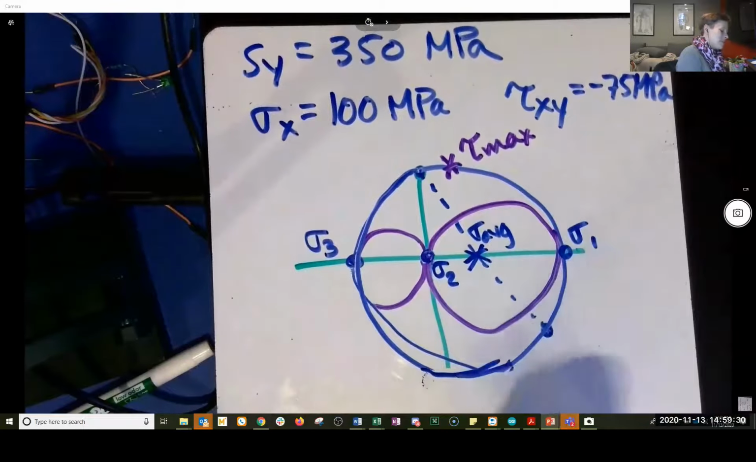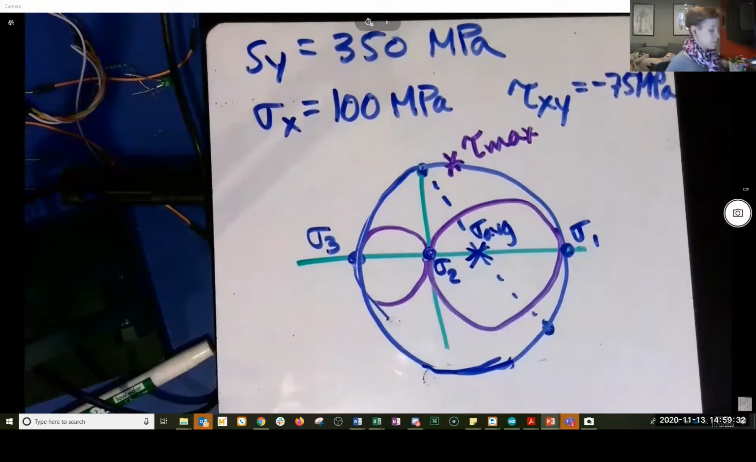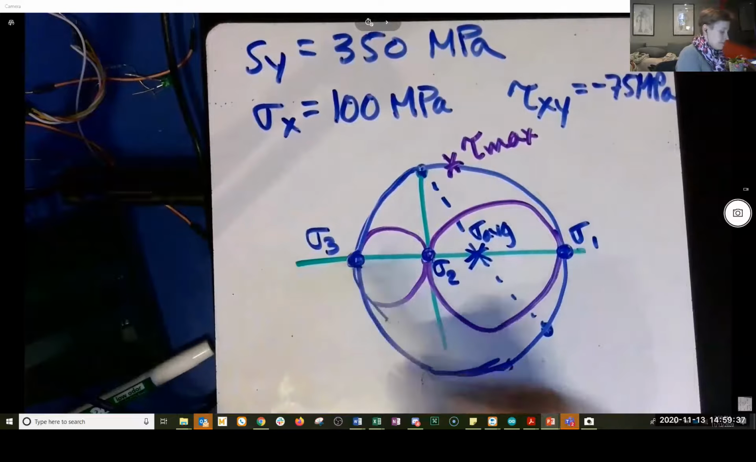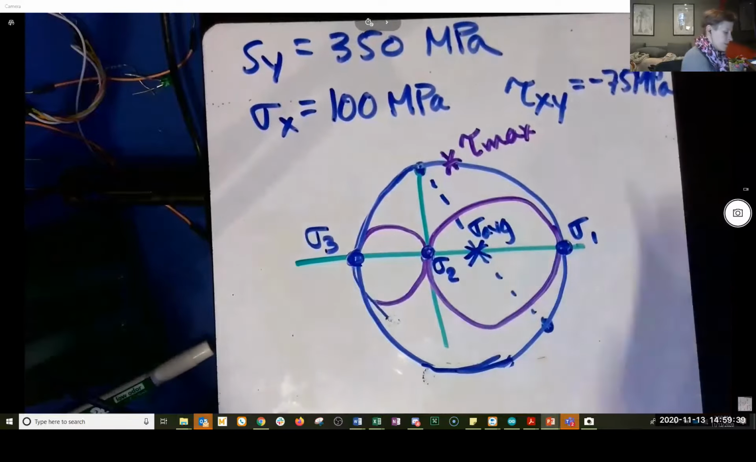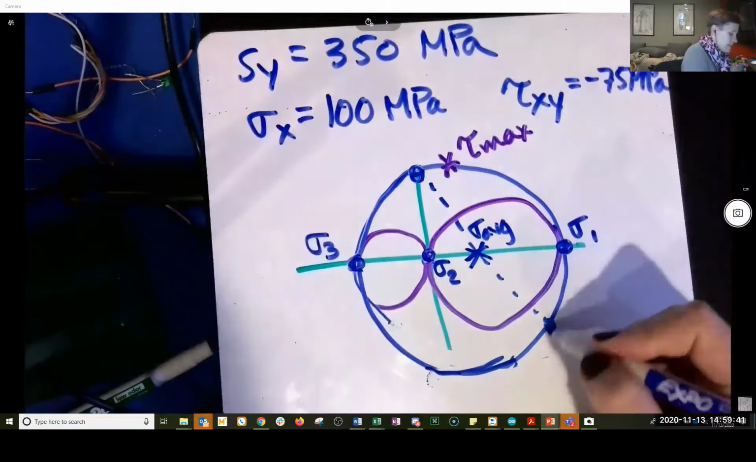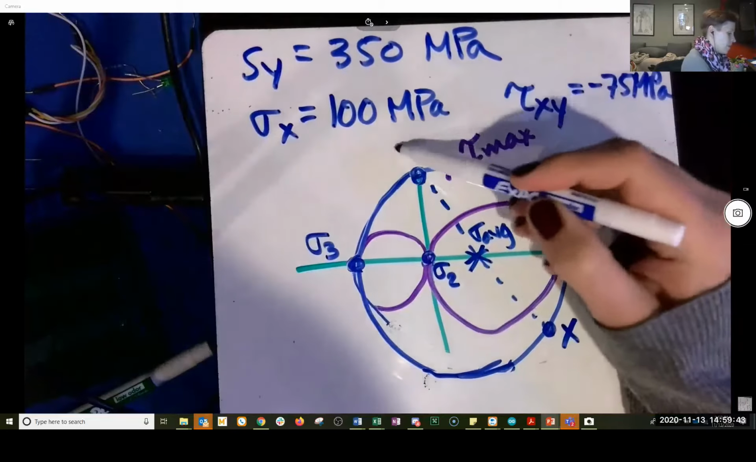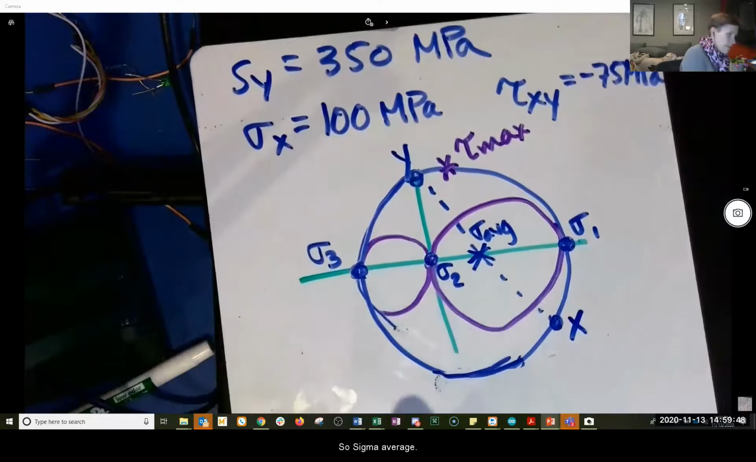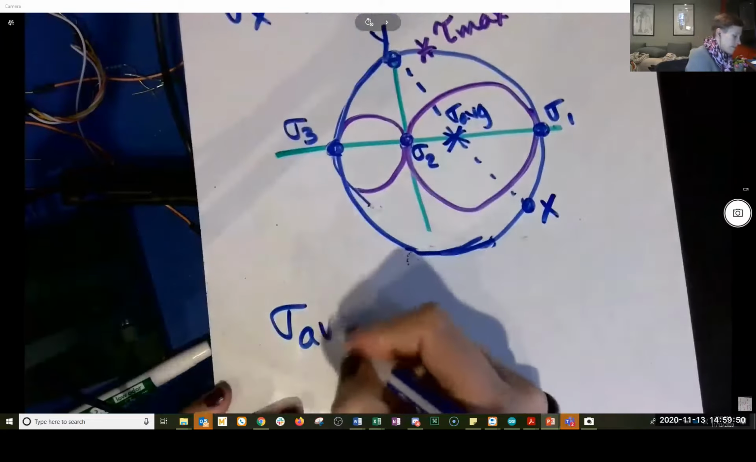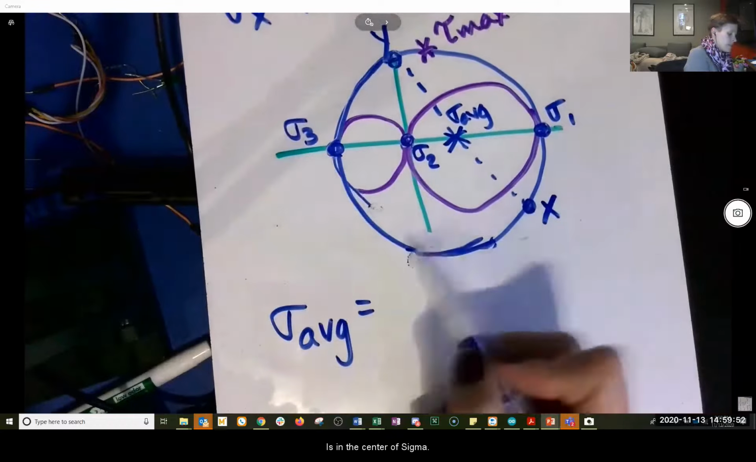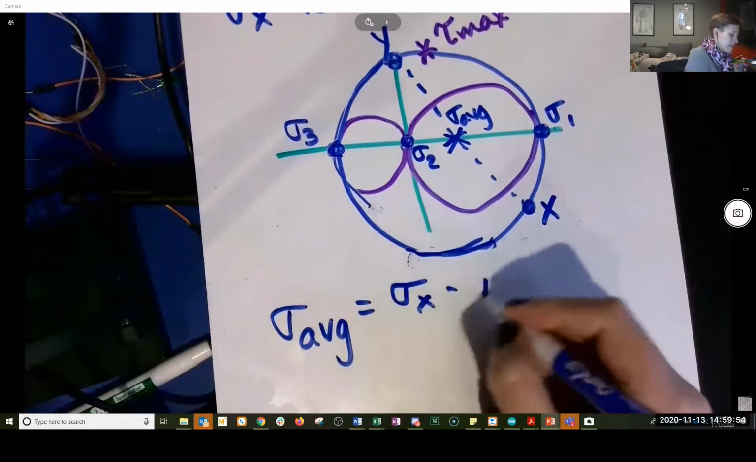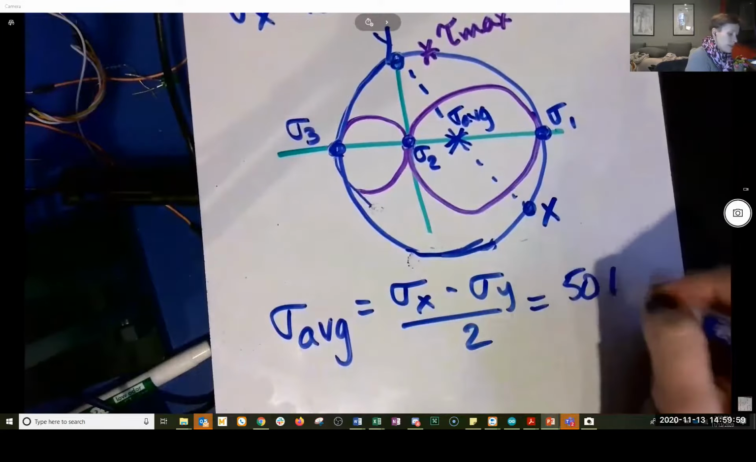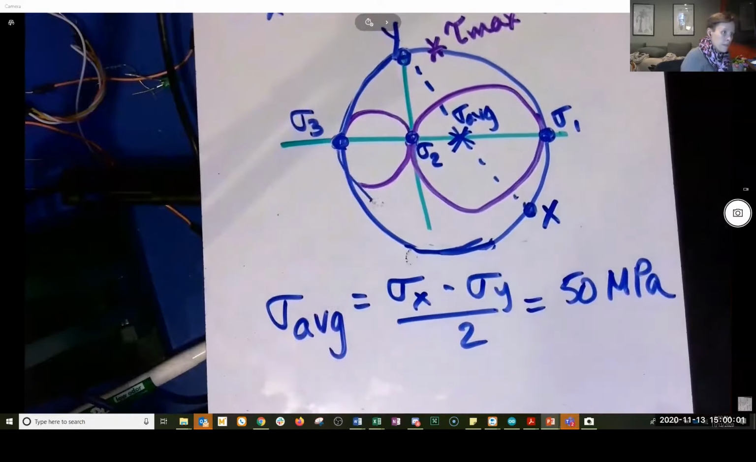Yep, circles aren't happening today, folks. I'm sorry. And that's generated from the 2 known points that we have from sigma x and sigma y and tau xy. So we have, this is x and this is y. So sigma average, oops, I'm off the screen. So sigma average is in the center of sigma x and sigma y. So it's at 50 megapascals, okay?